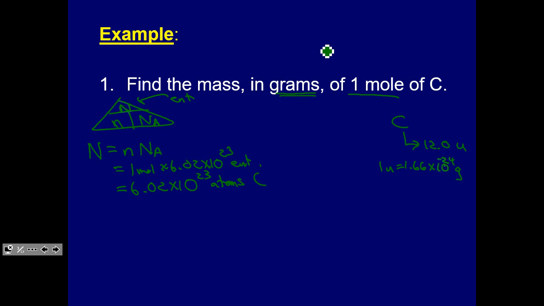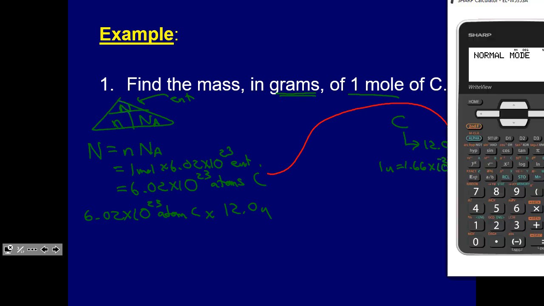Well, some of you might already be able to start seeing the connection. If I have that many atoms of carbon, I could figure out how many U's that is, because each atom is 12 U. Well, let's do that calculation. 6.02 times 10 to the 23 atoms of carbon times 12 U. Again, you don't have to write this down, I'm just showing you where it comes from. So that's going to tell me how many U's, atomic mass units, there are. Well, you know the drill from yesterday's lesson. Let's get the calculator out.